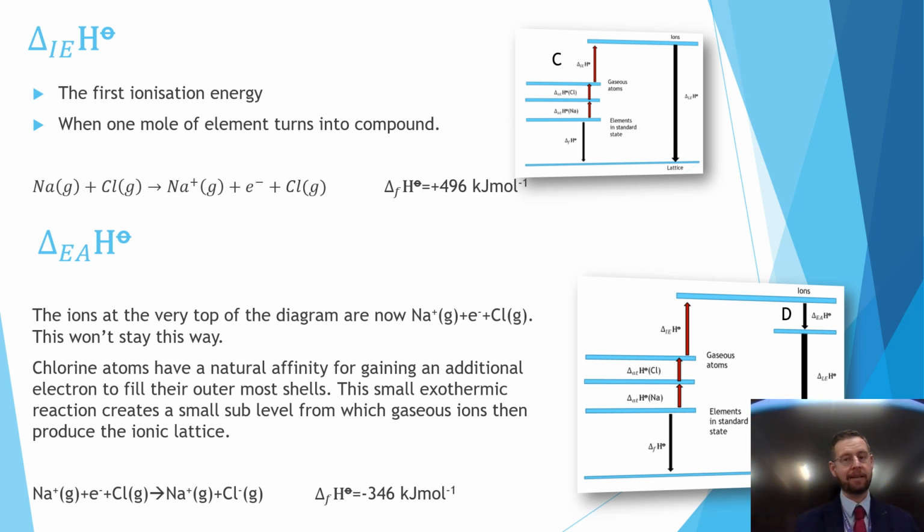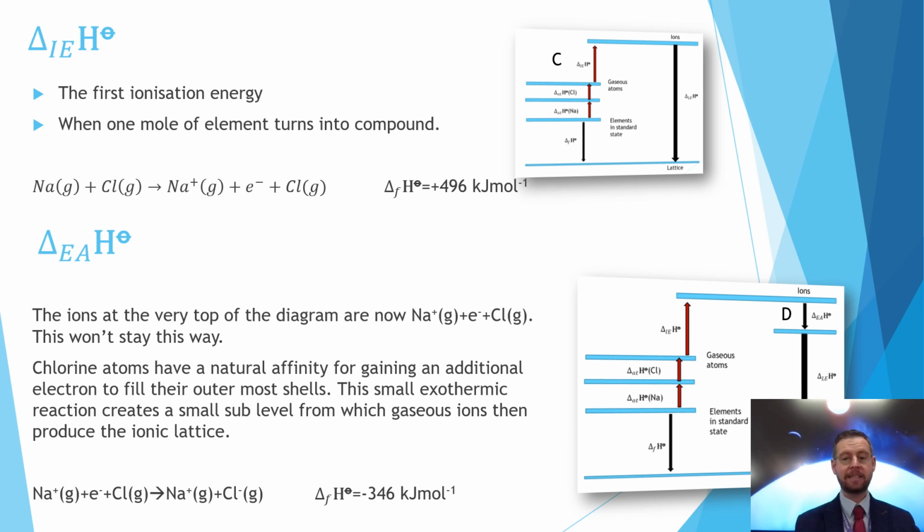Because we know that a chlorine atom is desperate to gain an additional electron to fill its outermost shell. Those chlorine atoms, in the presence of all of those electrons floating about, there's going to be a recombination. The electron is going to go and fill the outermost shell and make Cl, chlorine, turn into Cl minus. And this is because it has a natural affinity for gaining an additional electron. And so we call this the electron affinity. And this refers to part D on the diagram just there.